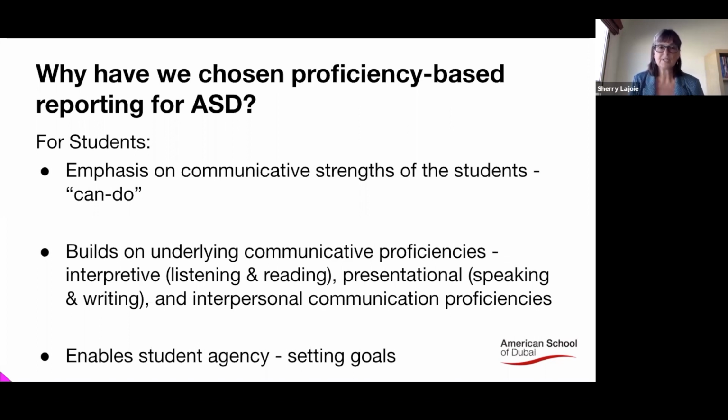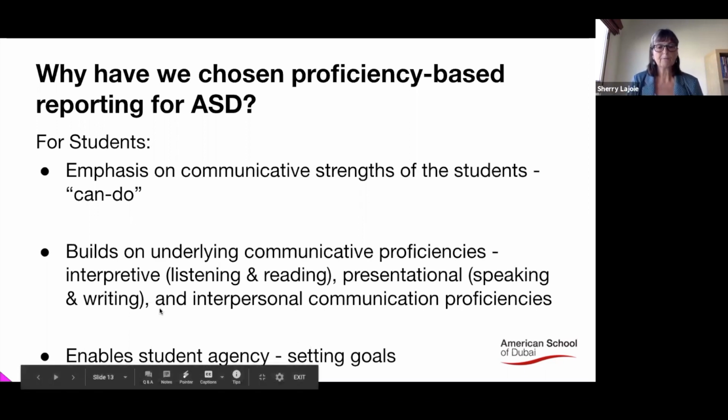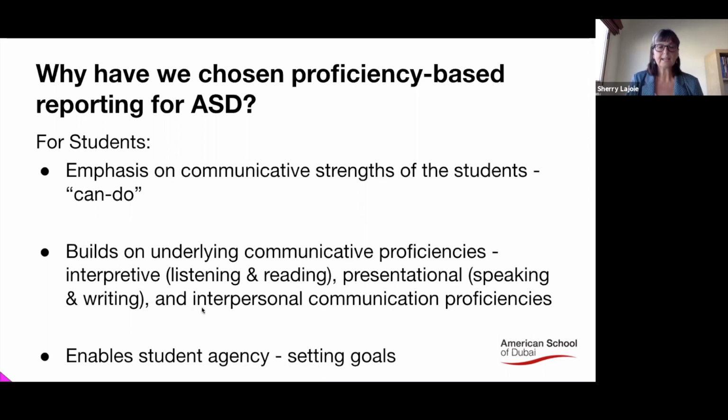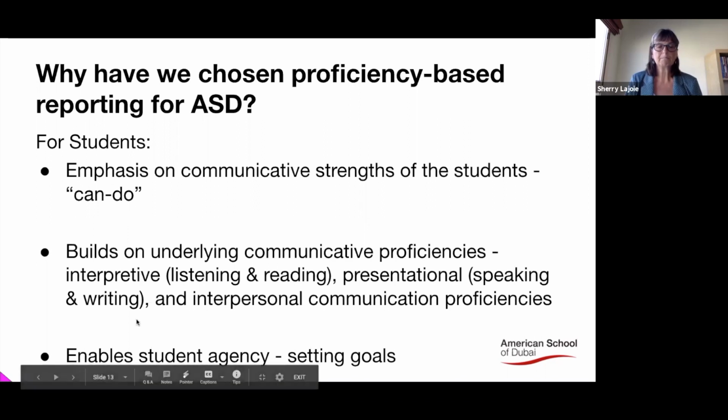Proficiency-based reporting builds on underlying communicative proficiencies that students bring to language learning. They have skills in listening and they have skills in reading in their home languages. They have basic strategies for speaking and writing and interpersonal communication. So taking this approach builds on underlying synapses and brain structures that they have for language learning. And the last one, it enables students to be agents to take control of their own learning to a certain extent.